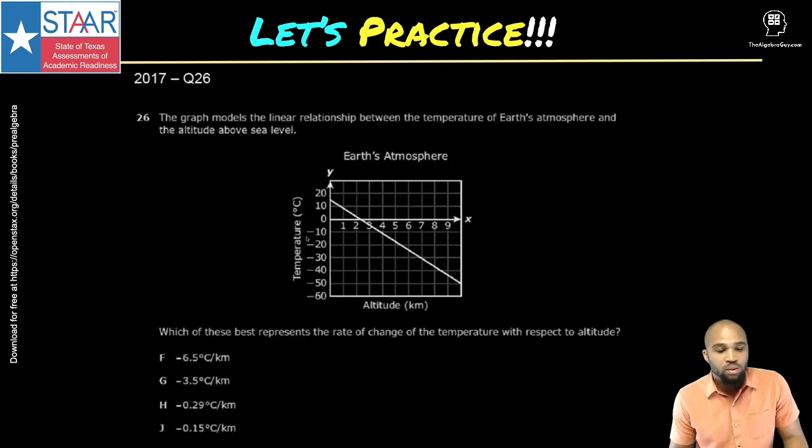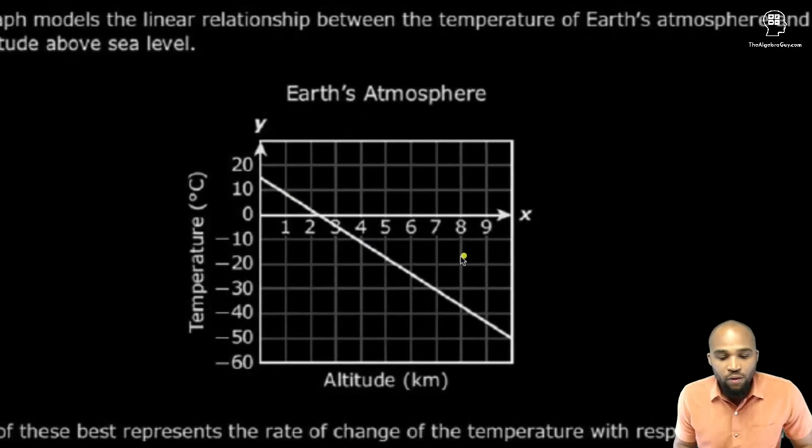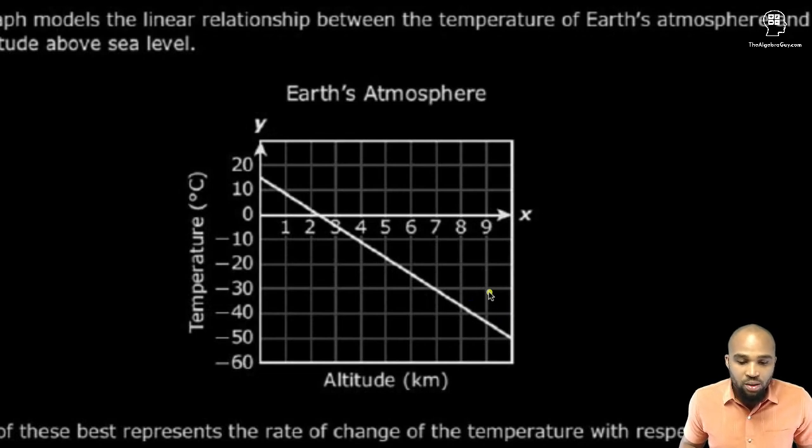All right, so what's the slope here? Which of these represents the rate of change of temperature with respect to the altitude? So we're really, again, looking for 2 points if we got a graph. So I'm going to identify 2 pretty good points. Now, they're not going to give you perfect graphs where you can find integers that line up perfectly because that's not real life. So we're going to find some that seem pretty good to us.